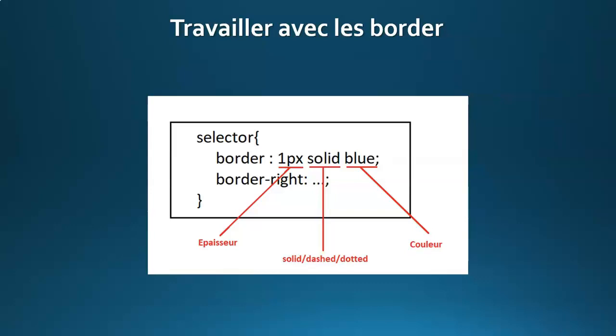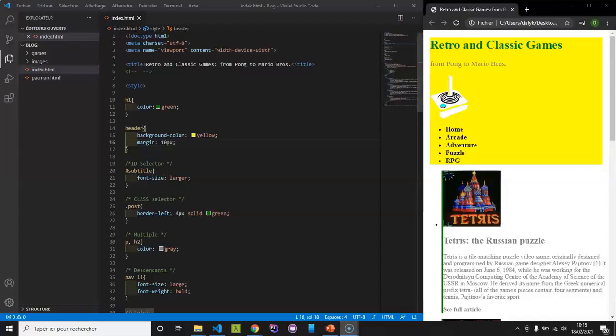In fact, it will be the design of your border, so it can be continuous, it can be small points, small lines. It's according to your choice. Then the last value blue, which corresponds to the color of your border. So we will see all that as an example.